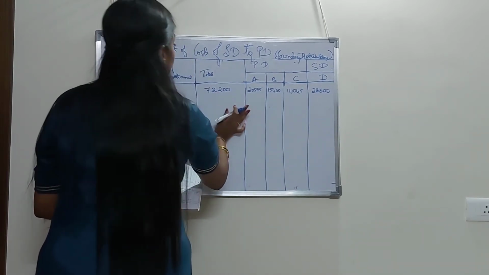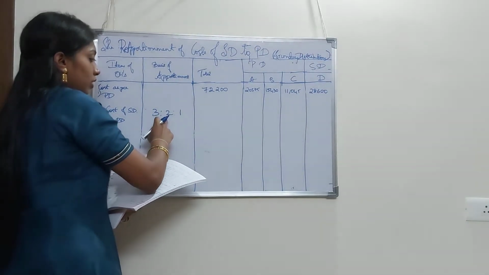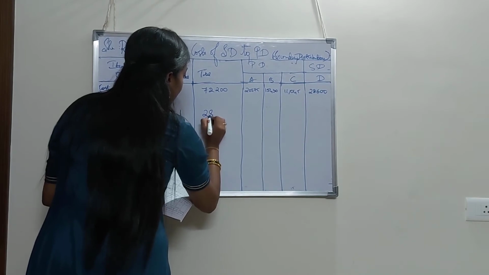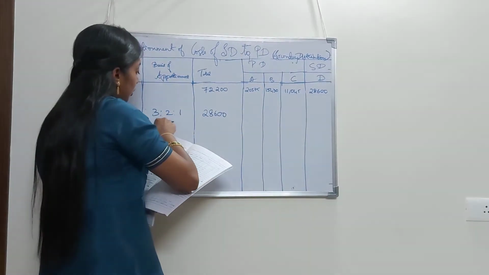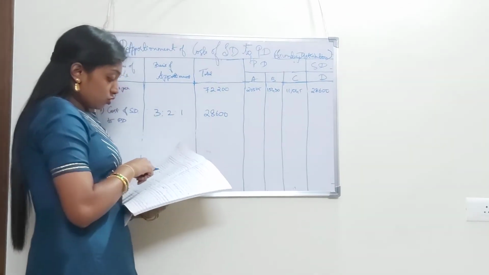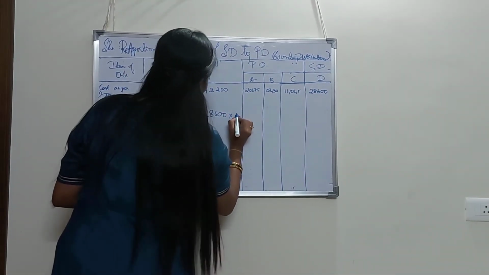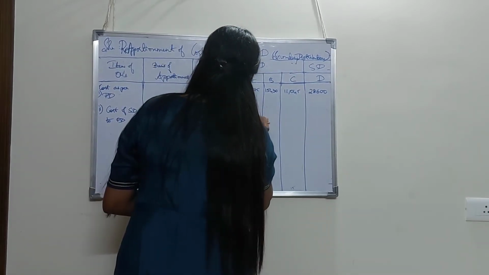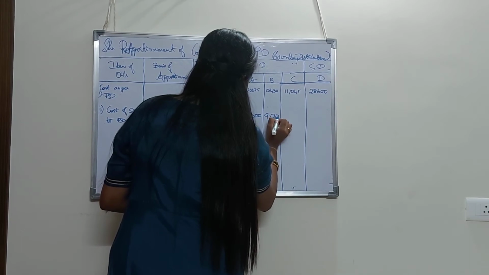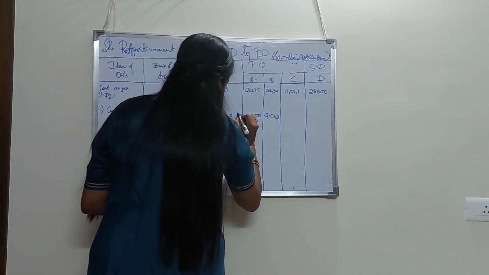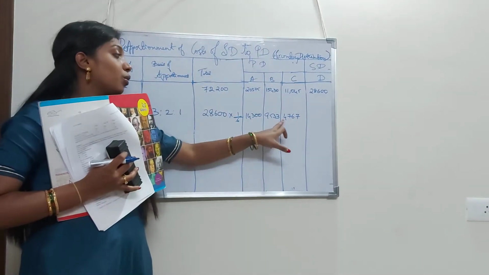72,200. And now this 28,600 would be reapportioned to A, B and C on the basis of 3:2:1. Which means the 28,600 service department expenses would be distributed among production departments on the basis of 3:2:1, and this 3:2:1 is given in your problem. So when you distribute 28,600 into 3/6, it would be 14,300. If you distribute 2/6, then it would be 9,533. If it is 28,600 into 1/6, it is 4,767.